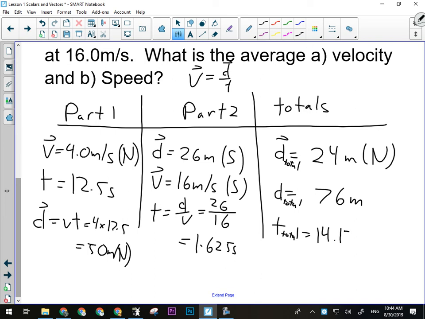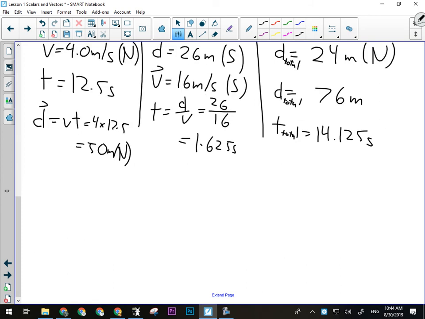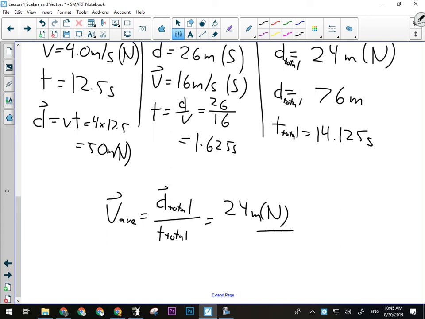Now I have all three things that I said I would need to calculate average velocity, total displacement over total time, and average speed, total distance over total time. So now I can do those calculations. My average velocity is my total displacement divided by my total time. So that was going to be 24 meters north divided by 14.125 seconds.